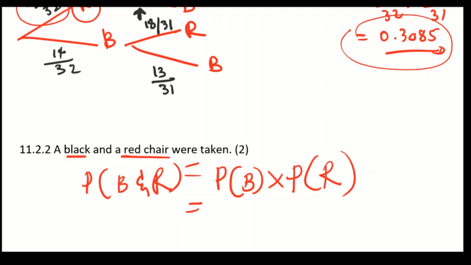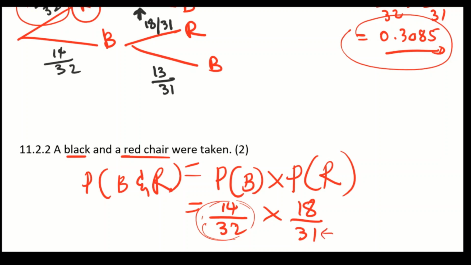What's the probability of black? It's 14 chairs out of how many chairs? 32. Probability of red, it's 18 chairs out of how many? 31. Why 31 now? Because you've already taken 1 chair out of the total for the black. 31 will remain. That's just what it means, right?